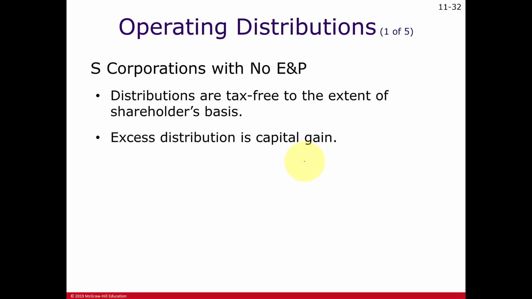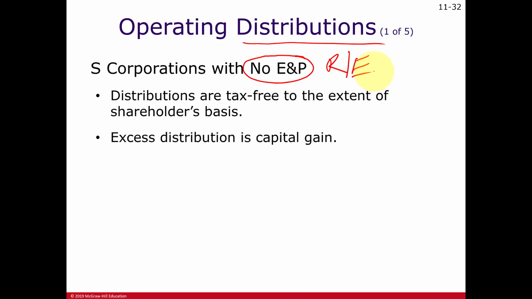So let's talk about paying the shareholders, probably distributions or dividends. And let's assume that there are no earnings and profits. You remember that term back in the C Corporation chapter? It's very comparable to a corporation's retained earnings, although there are some adjustments compared to retained earnings.